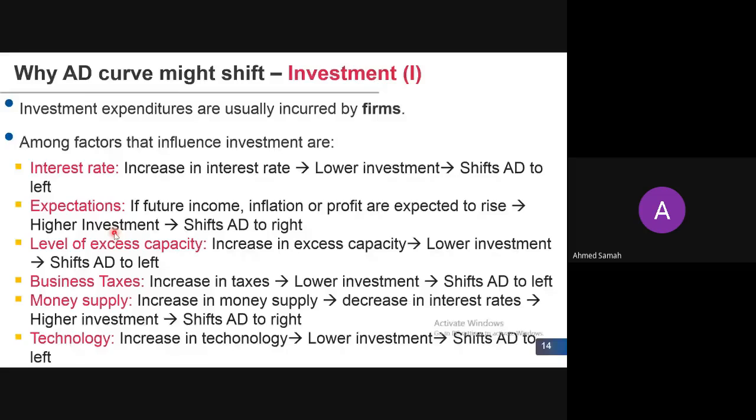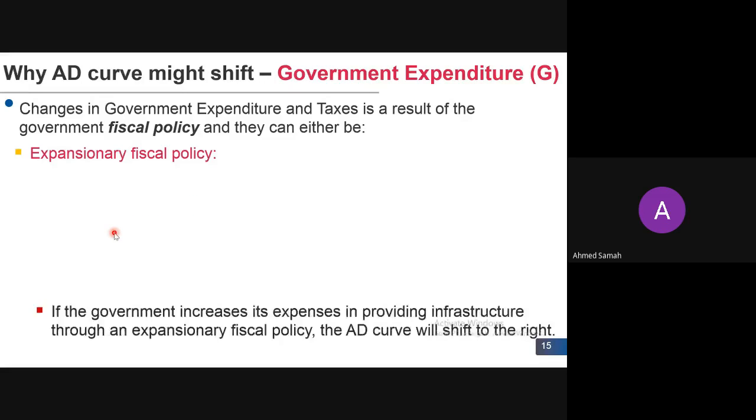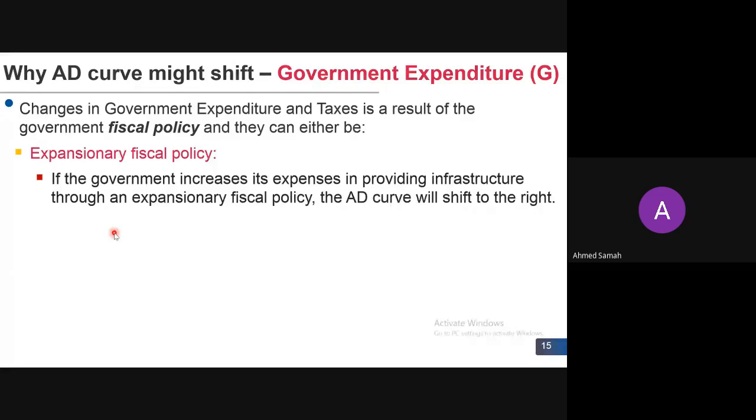Then in terms of government expenditure, the changes in government expenditure and taxes are a result of fiscal policy, and they can be expansionary fiscal policy, where the government increases its expenses in providing infrastructure. Through expansionary fiscal policy, the aggregate demand curve will shift to the right. So basically, expansionary fiscal policy means when the government increases their spending, they will be buying more goods and services. So because of that, the aggregate demand curve will shift to the right.